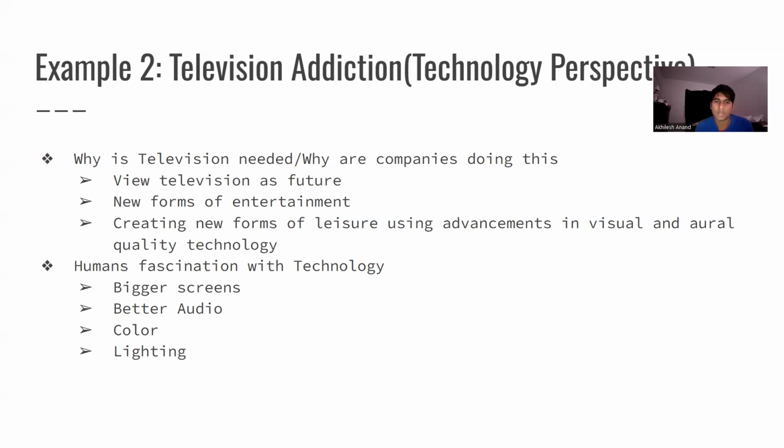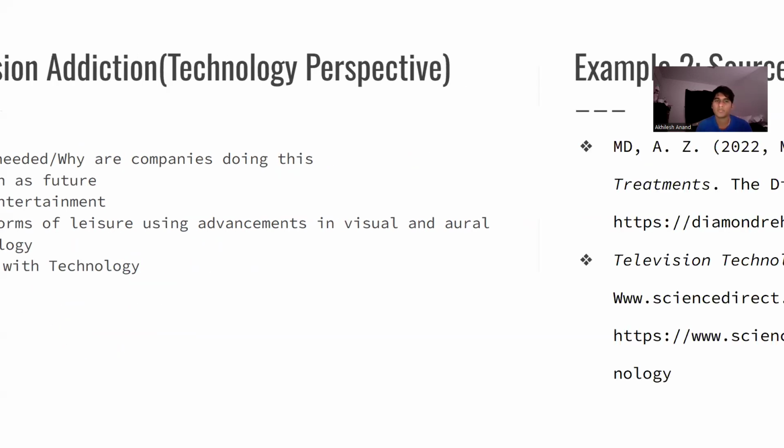And the technological perspective: why are companies doing this? They view television as the future. It's a new form of entertainment and a way for people to find visual and aural quality in technology. The bigger screens, bigger audio, color, and lighting of the TV make it easier for people to fall into the trap and become more addicted, because the brain is hooked onto these devices by the louder speakers, the bigger screens, the color, and the lighting. It makes it harder for humans to stop.